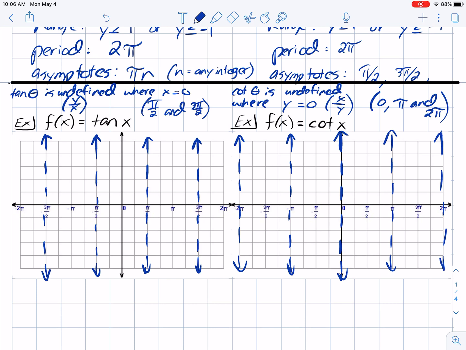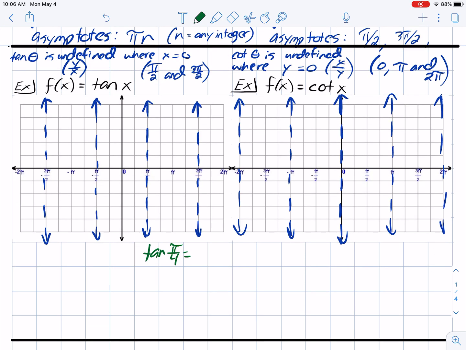All right, we need to evaluate a couple of tangent and cotangent ratios to see the general shape of this graph. So let's do the tangent of pi over 4 and the cotangent of pi over 4. Remember, at pi over 4 for tangent and cotangent, because the x and y are the same, it's root 2 over 2 over root 2 over 2, which just equals 1. Same for cotangent of pi over 4. It's just going to equal 1.